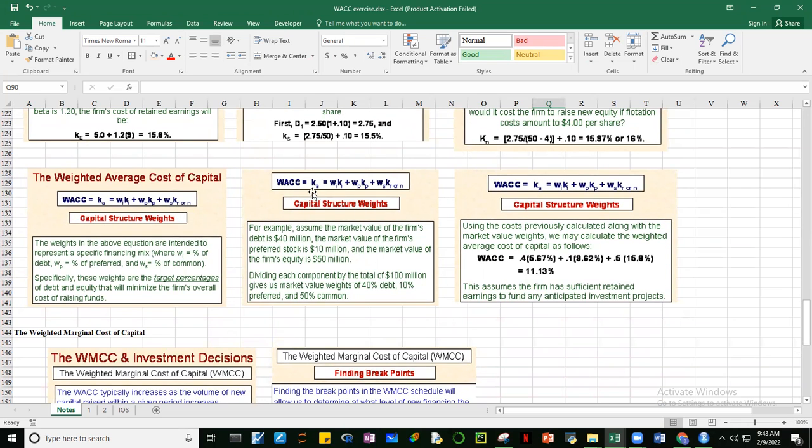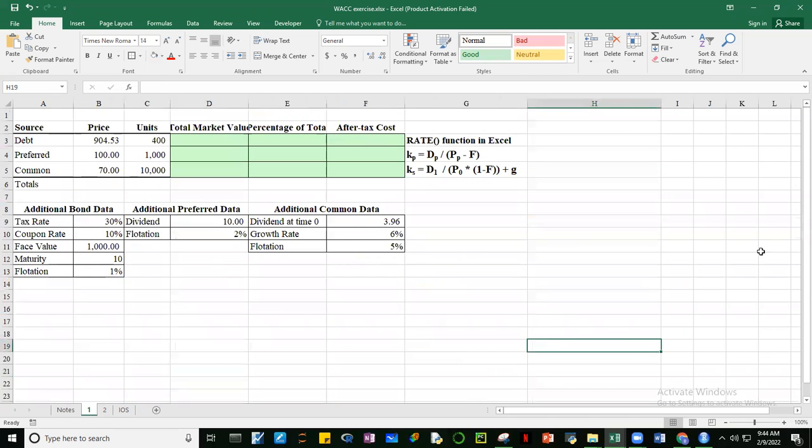K is equal to summation ng weight ng debt times cost of debt. Yung cost dito yung after-tax cost of debt. Weight ng preferred times the cost of preferred. Tapos yung weight ng common times the cost of the common stock. Okay, so it's better explained by an example.